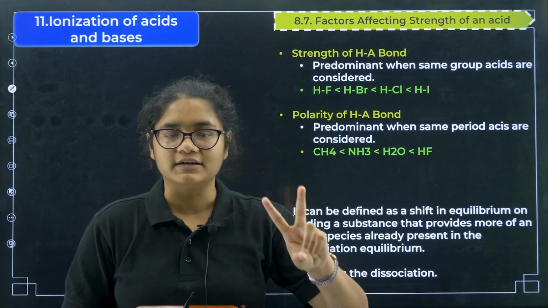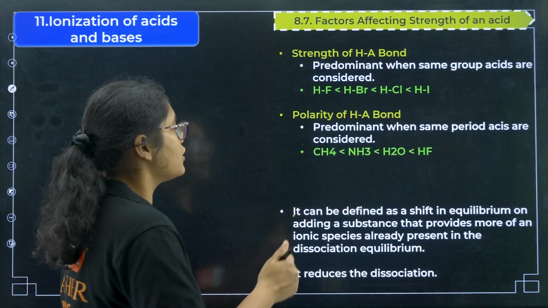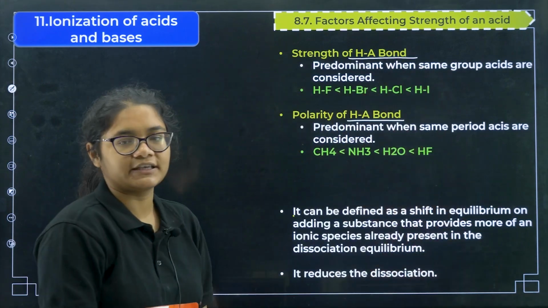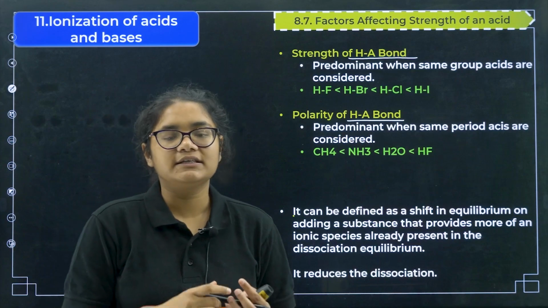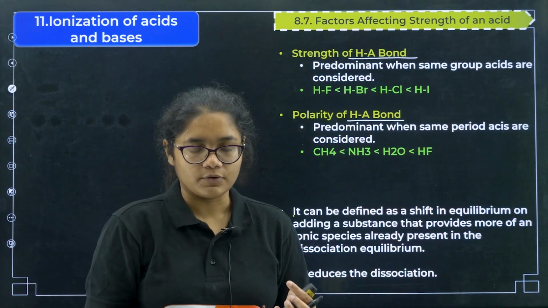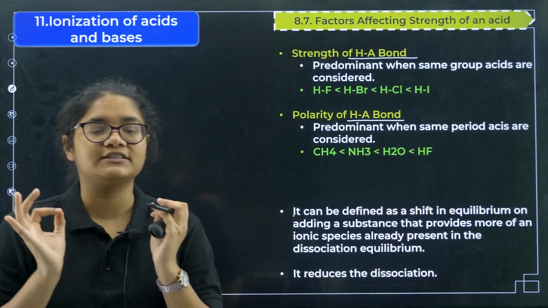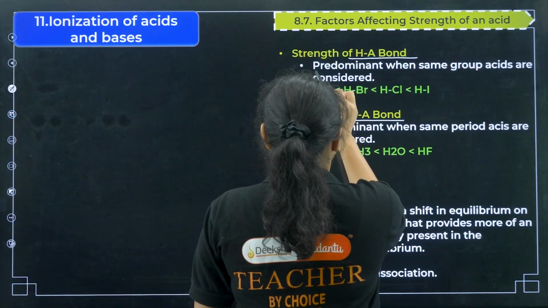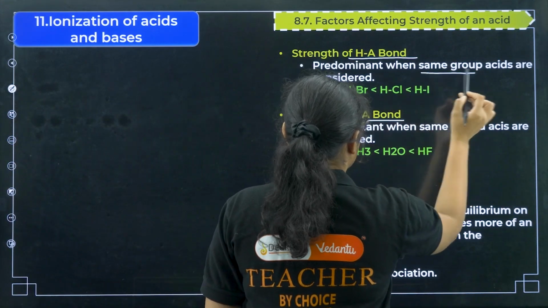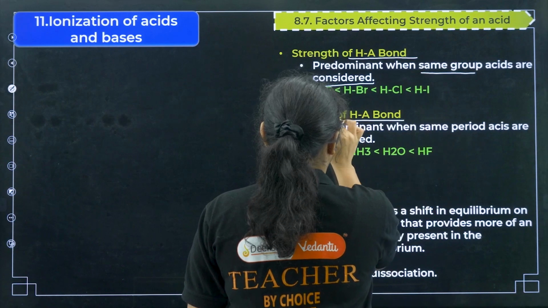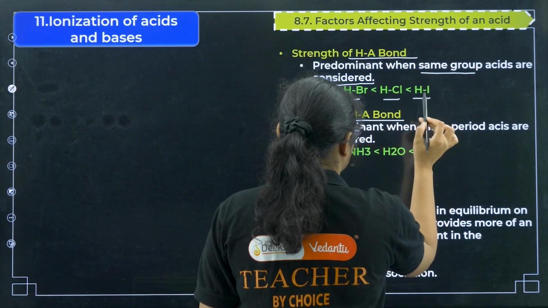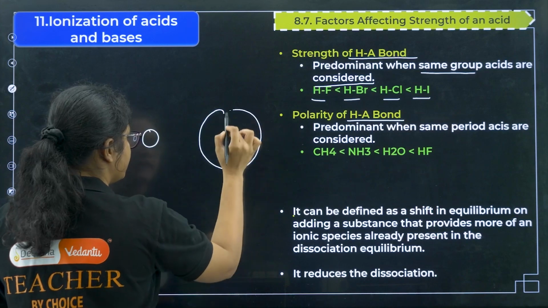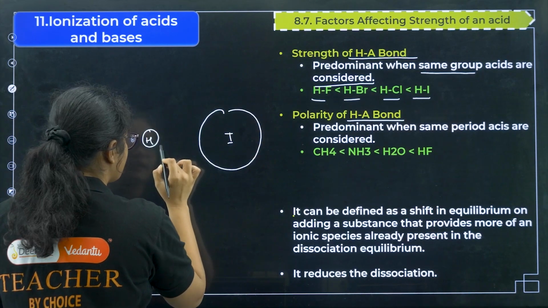There are two factors that affect it. One is the strength of the HA bond and another is the polarity of the HA bond. So, when you see the acids along a group, the strength of the HA bond will be considered. This factor is predominant when same group acids are considered. If you see HF, HBr, HCl and HI, H is a small atom, I is a big atom. So, what happens due to this?